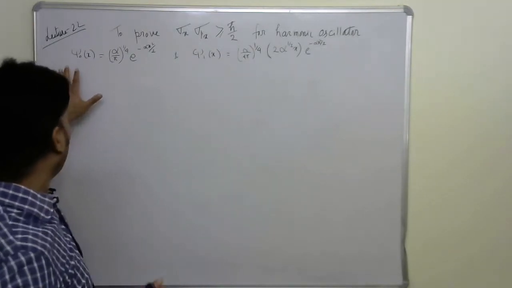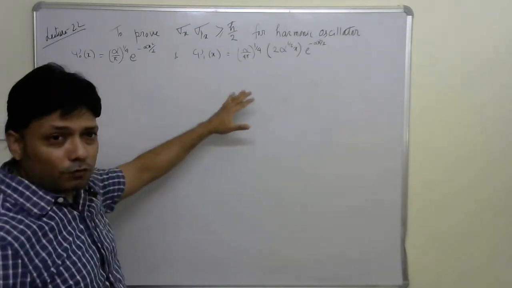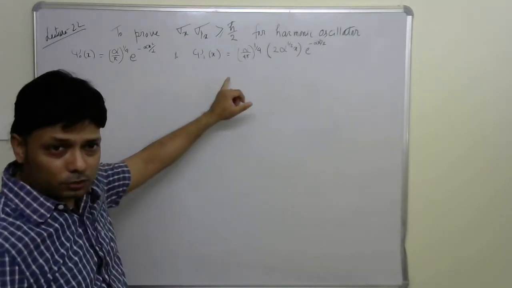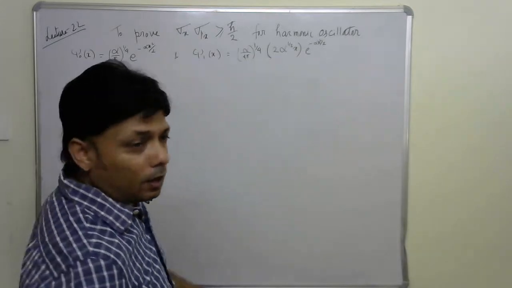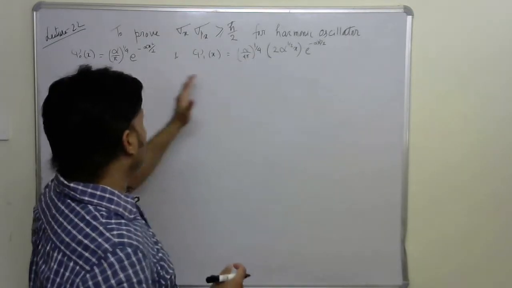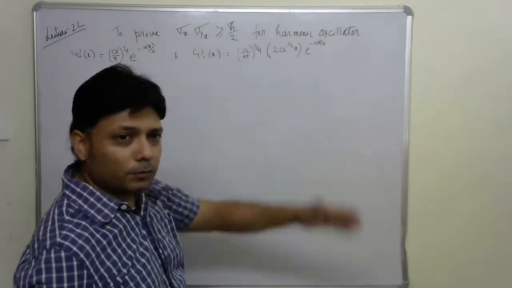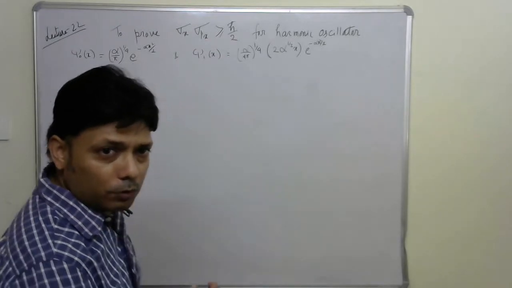At the beginning I have written the two wave functions for n equal to 0 and n equal to 1. You can easily derive them from the formulas that I have already shared with you, and it is available in your textbook.